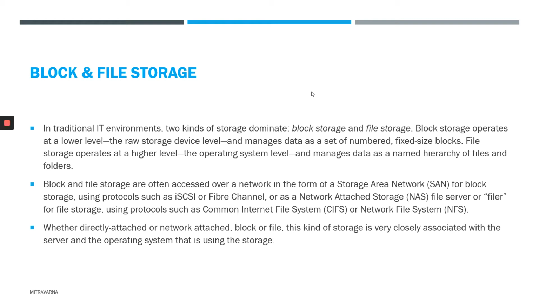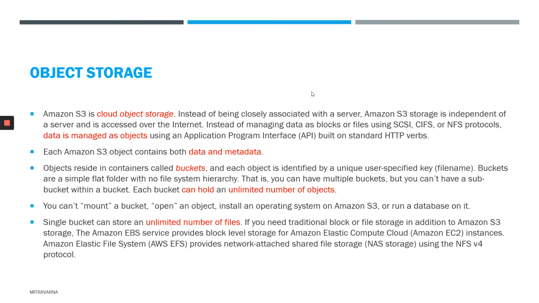Internet File System. Each and every organization should have two kinds of storage. One is a storage area network, another one is a shared drive. The storage area network uses iSCSI or Fibre Channel as a protocol, whereas the shared drive will use NFS or the Common Internet File System as a protocol. Whether directly attached or network attached, block or file, this kind of storage is very closely associated with the server and the operating system that is using the storage.